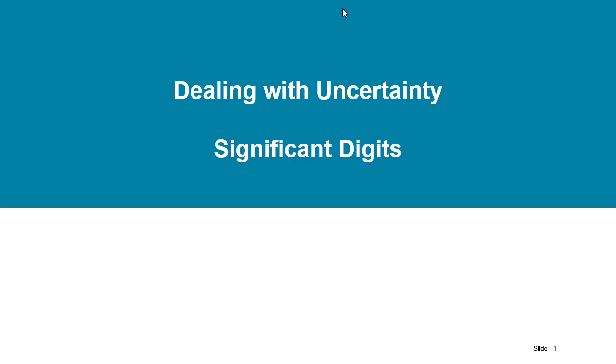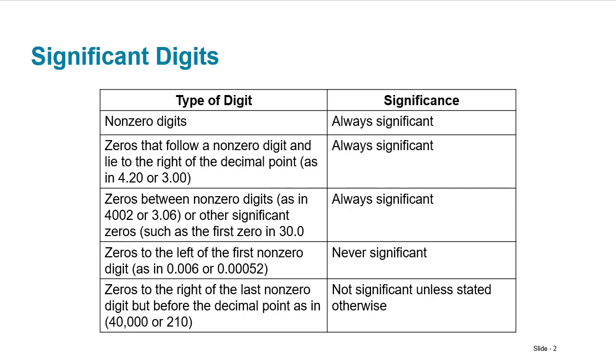Welcome to our discussion on significant digits. If you've never heard of them before, you might be asking, what the heck is a significant digit? It basically just tells us where we can round numbers and where we can't, and it's based on which digits in that number are considered significant information.